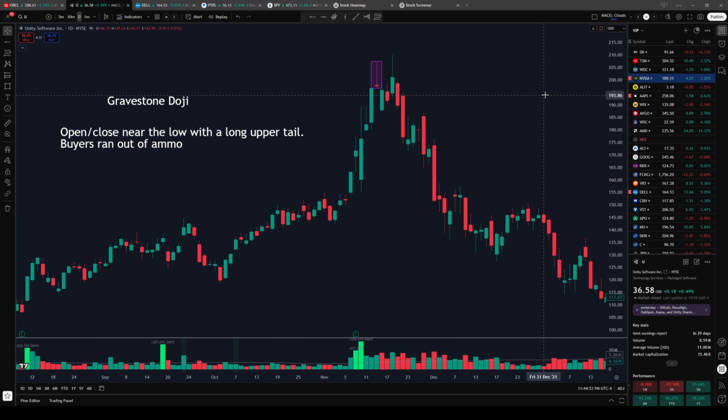For pattern number 4, I'm going to go over 2 different doji variants, a dragonfly and a gravestone. We'll start with a gravestone. A gravestone doji is when the open and the close are near the low with a long upper tail.